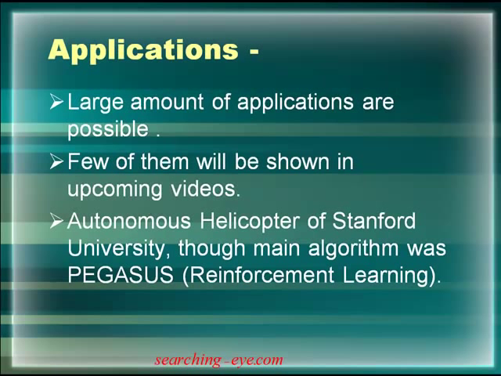So what are the applications? The applications are huge for locally weighted regression. A few of them I will show in the upcoming videos, and one of the most famous examples was the autonomous helicopter of Stanford University, in which the Pegasus reinforcement learning algorithm was also used. For learning the model, locally weighted regression was used. So these two algorithms were combined, Pegasus and locally weighted regression.